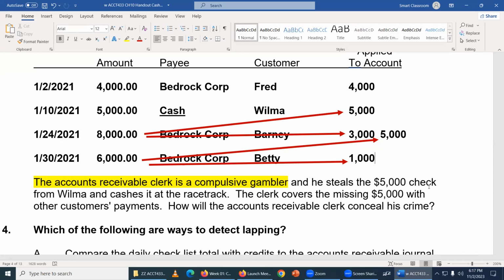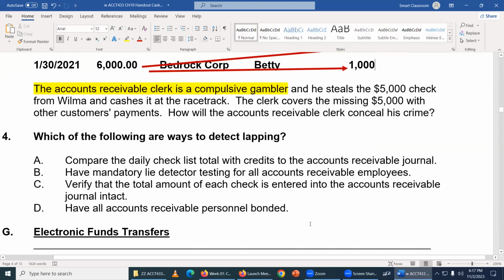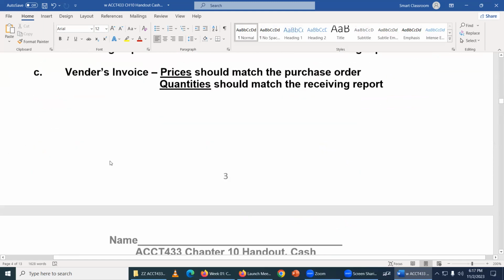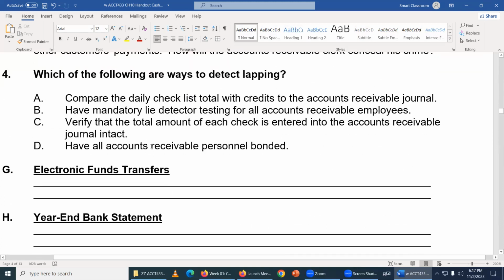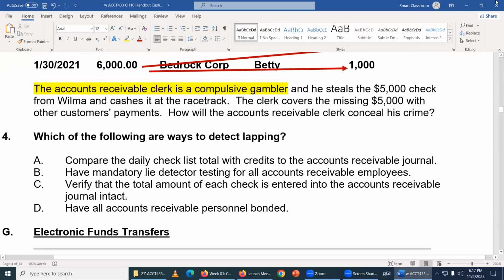Okay. Which one of the number 4? Which one of these are? What page is this on? 3, 4. Which of the following ways to detect lapping? There's actually 2 of them on here.